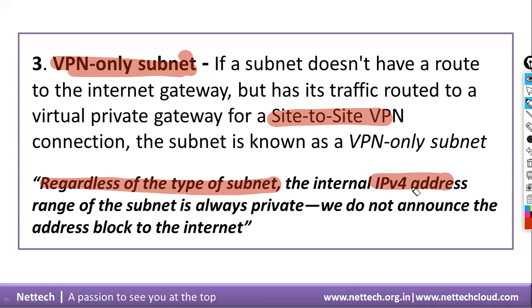And this one is also important, regardless of the type of subnet: the IPv4 address space that we use in the AWS cloud is always private, right? It is always private, no matter whether we are talking about a public subnet or a private subnet.